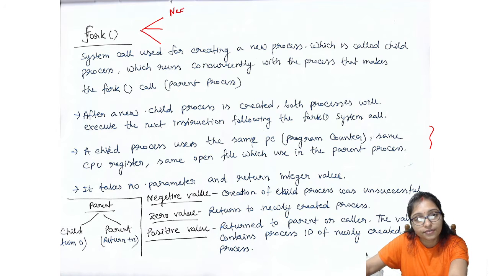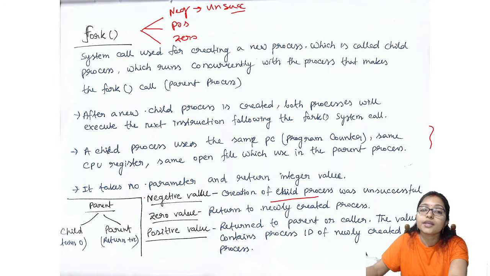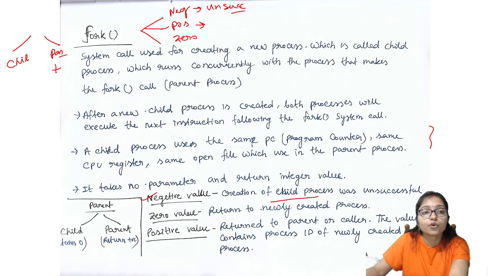One is negative value. Another is positive value. Another is zero. Negative value is returned when fork is unsuccessful, when it is unable to create any child. When it is returning positive value, it is returning for the parent, because every fork has two parts, one child and another one is parent, right? Parent is returning positive value and child is returning zero.